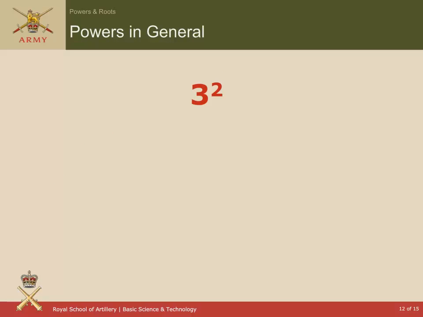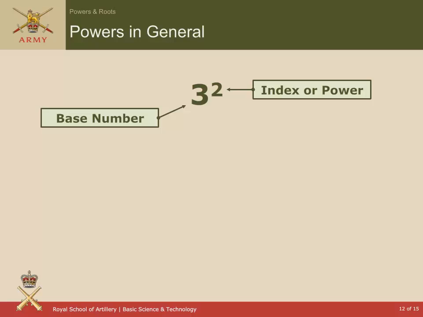Powers in general. There are a number of rules to do with powers which I won't go into here, but any number can be raised to any other number. So consider 3 raised to the power 2. We have the base number, which in this case is 3, and then we have the index number or the power, which in this case is 2. So 3 raised to the power 2, the base is 3, and the index is 2.